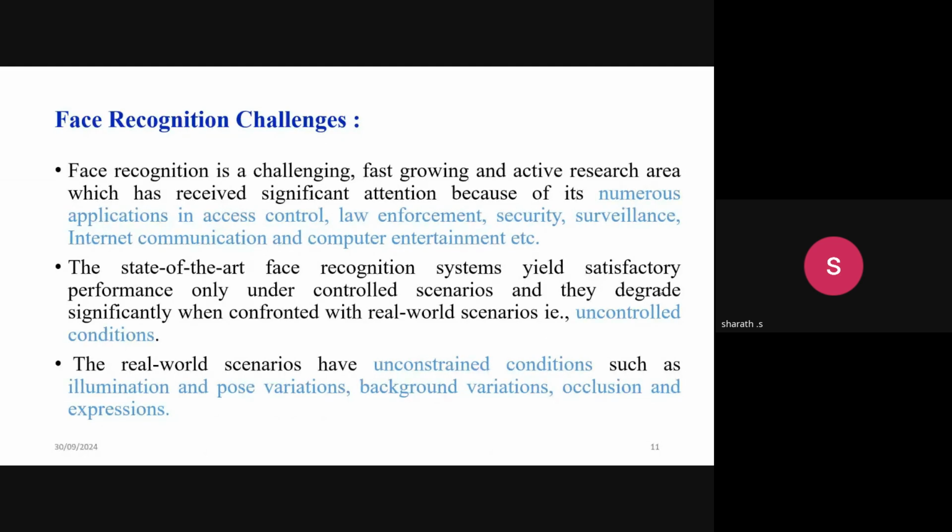The real-world scenarios are basically unconstrained conditions. There might be illumination changes. The image might be taken with different poses, the pose variations. There might be background variations, and there might be blockages, which we call occlusions, and the expressions of the individuals might also vary. So the real-time scenario is very difficult, and it is very difficult to identify a person in unconstrained conditions or real-world scenarios.